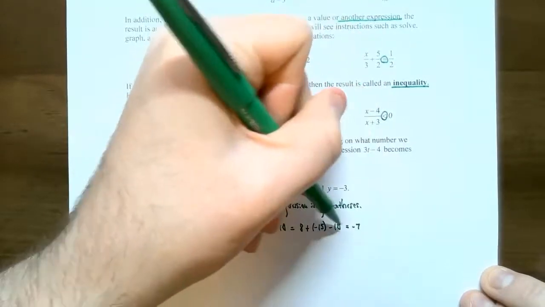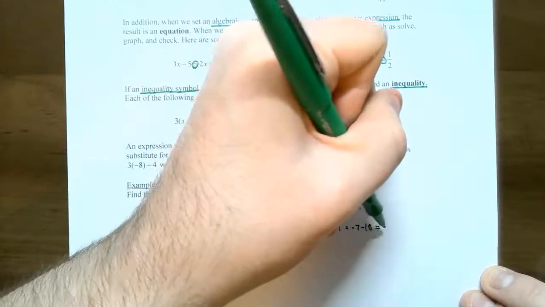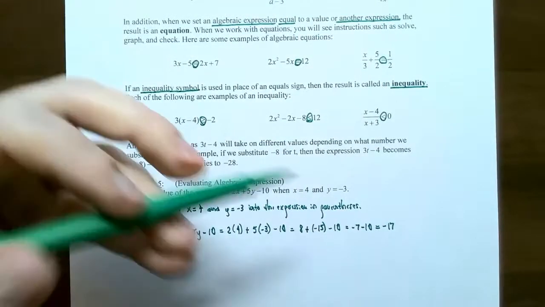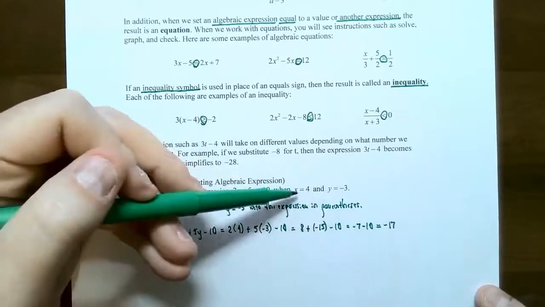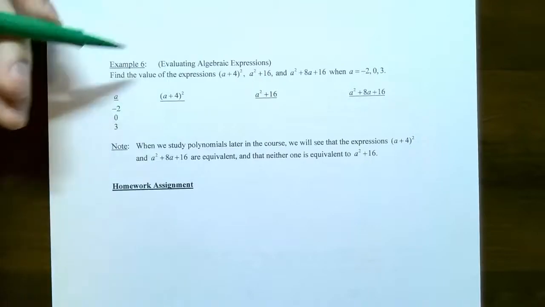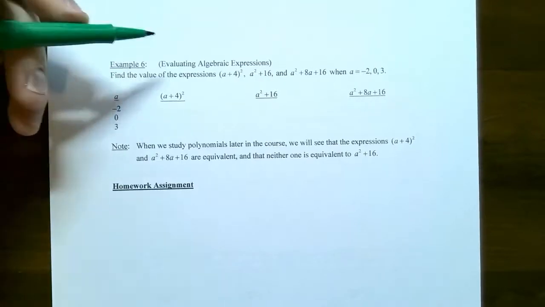Then you subtract 10, and that is negative 17. So this algebraic expression would be equal to negative 17 when x equals 4 and y equals negative 3. And now the last problem, example 6, evaluating algebraic expressions.